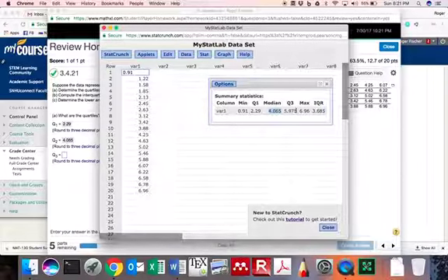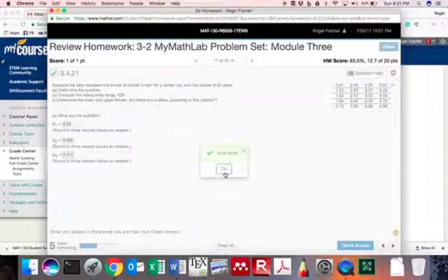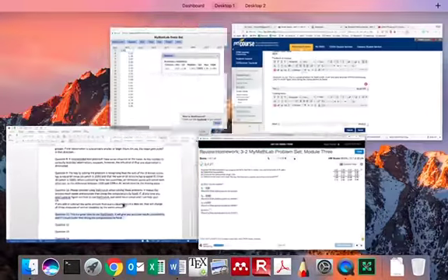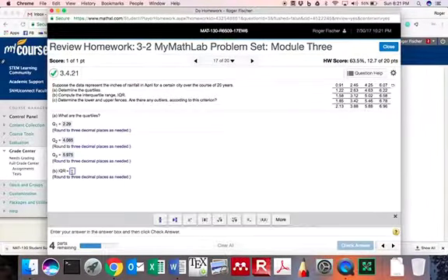Let's see. Q3 is there, 5 point... Roger, what are you doing? There we go. IQR, we have that right here. And we want 3 decimal places, which we have.